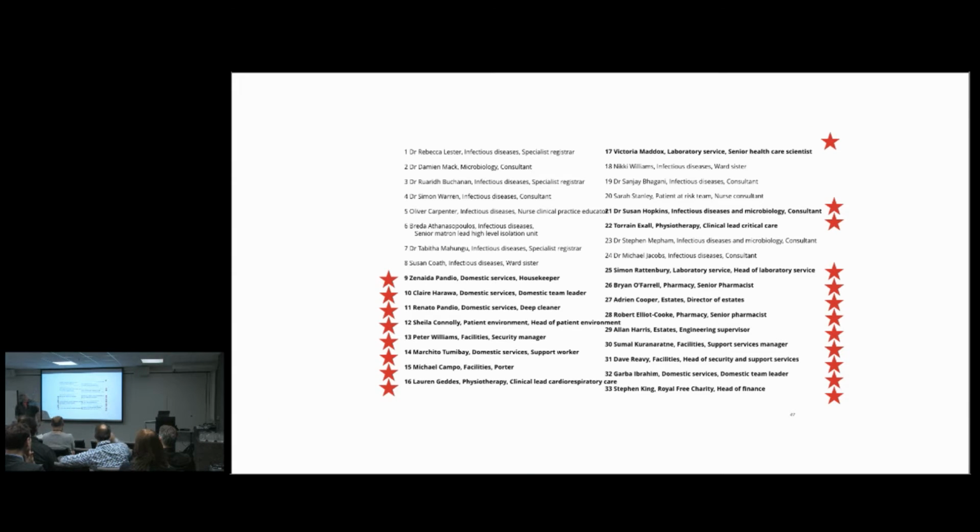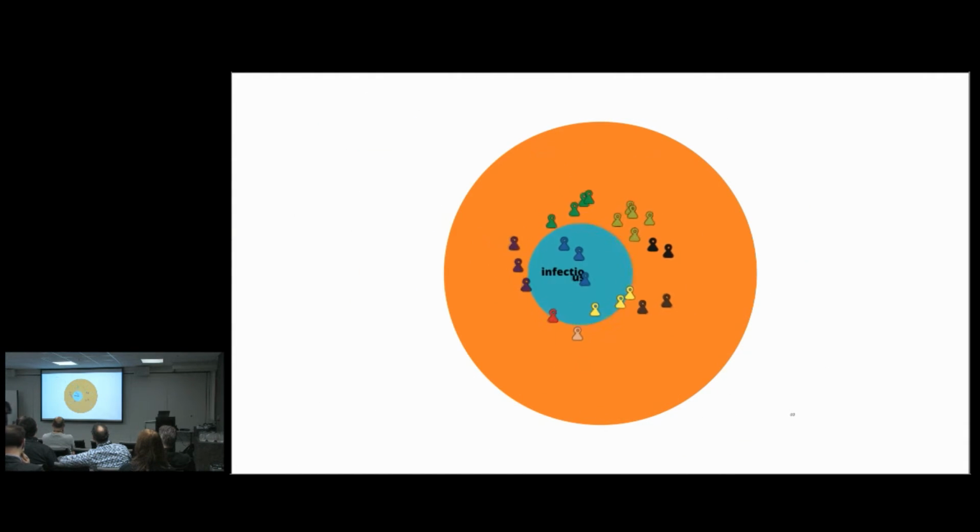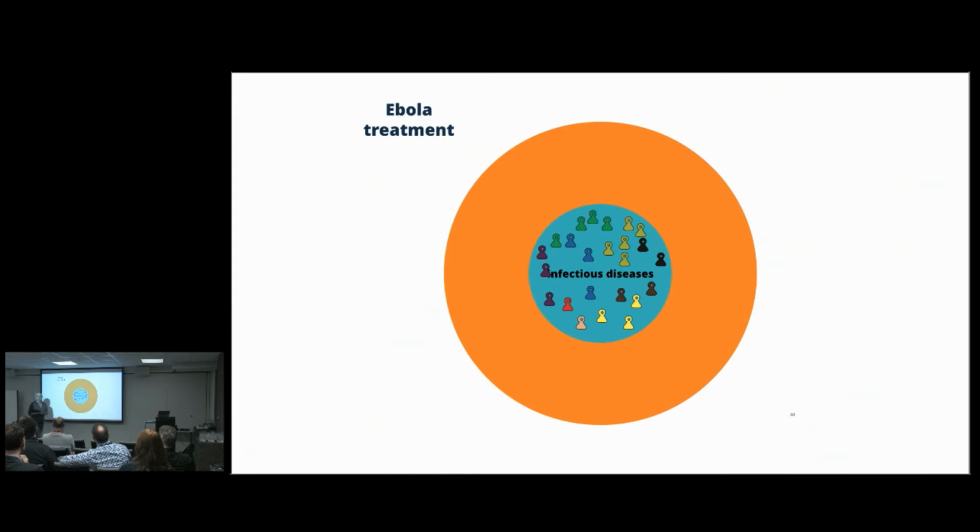Turns out, there's a great quote from Michael Jacobs. If you imagine all the functions a hospital has to have, not only the clinicians, they all have to be involved. It turns out when you treat infectious diseases, when you optimize for speed, for rate of change, you don't organize in these functional groups. You actually get everyone into one place. You create a capability and put everyone who needs to do or has an effect on treatment, in this case, into that one place. This is how we optimize for fast decision making, right? Agility.